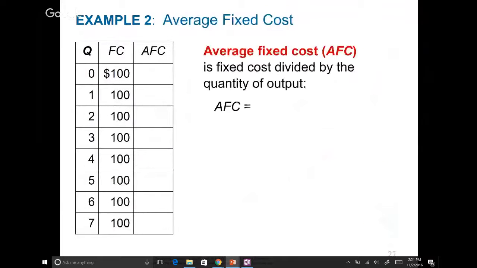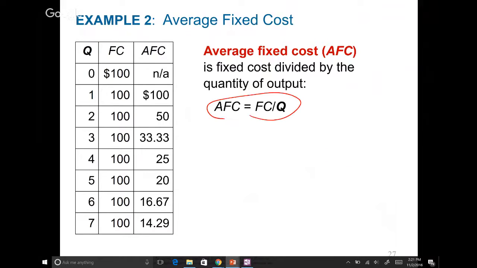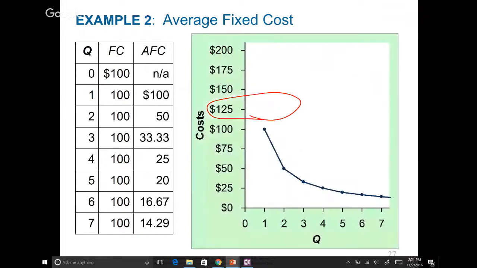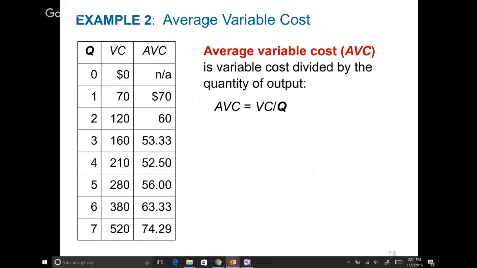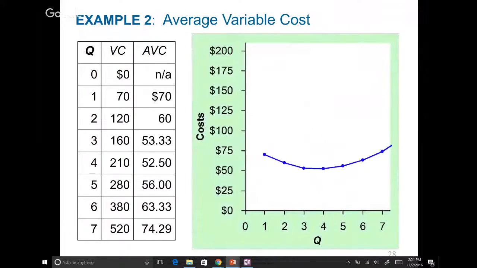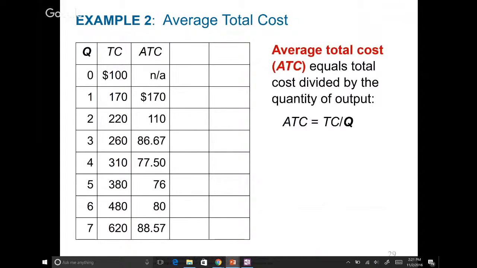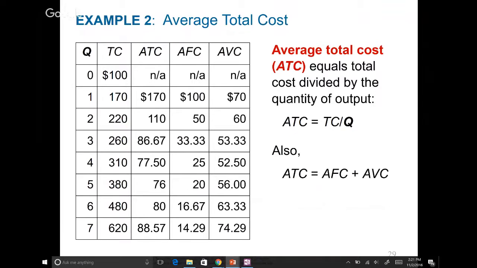Let's keep going. All right, so a couple more definitions. Average fixed cost is your fixed cost divided by quantity. Your average variable cost is your variable cost divided by quantity. And then your average total cost is your total cost divided by quantity, which is also equal to AFC plus AVC. So a couple of formulas for ATC, okay?